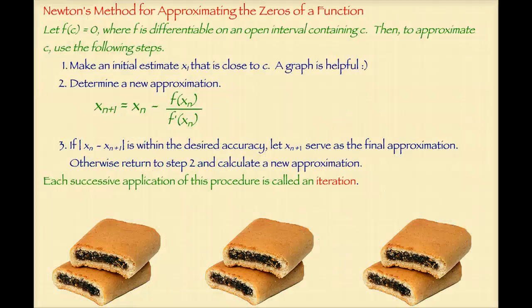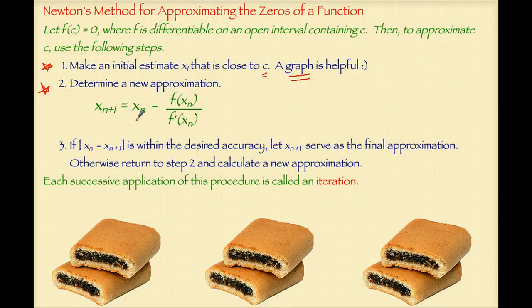Okay, here's our plan of action. Let f(c) equal 0, where f is differentiable on an open interval containing c. Then, to approximate c, the place where the curve crosses the x-axis, use the following steps. Number 1, make an initial estimate or guess, x sub 1, that is close to c, the actual 0 of the function. A graph is definitely helpful. Number 2, determine a new approximation. Remember, this first approximation was just your initial guess. We're going to use Newton's method to find a closer approximation.